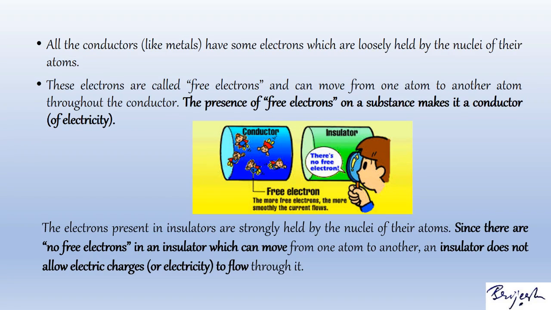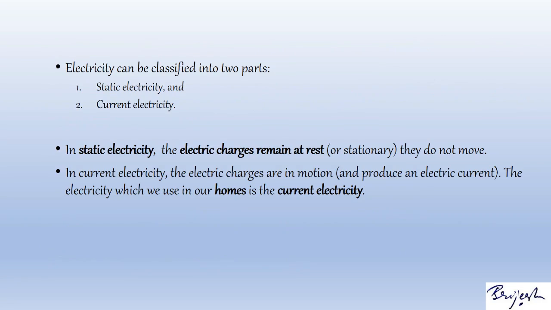The electrons present in insulators are strongly held by the nuclei of their atoms. Since there are no free electrons in an insulator which can move from one atom to another, an insulator does not allow electric charges to flow through it.